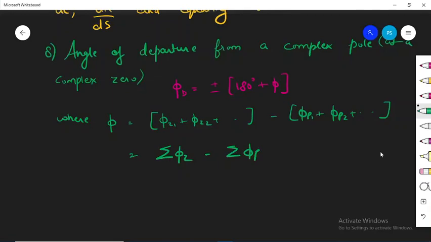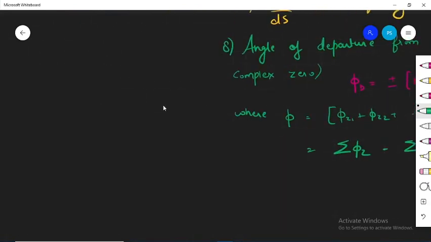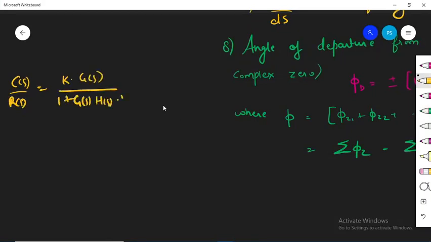In brief, what we are doing in root locus is that suppose we have a transfer function, which can be written as C(s)/R(s) equals k times G(s) upon 1 plus G(s) H(s) times k. If this is our transfer function, then the poles of the system are very important to determine the system's performance.